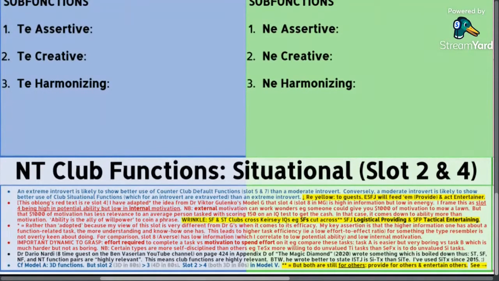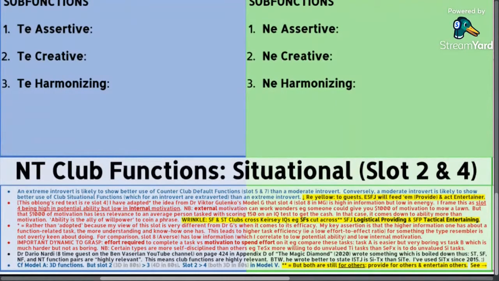Okay. This is really important to grasp. Where I put there, important dynamic to grasp. Effort required to complete a task versus motivation to spend effort on it. For example, compare these tasks. Task A is easier but very boring versus task B, which is much harder but not as boring. Certain types are more self-disciplined than others, e.g. ESTJ more willing to do unvalued TI tasks than ESFP is to do unvalued SI tasks.